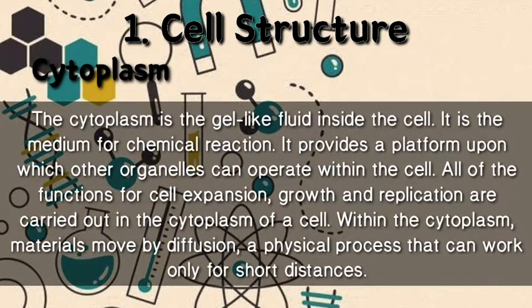The cytoplasm is the gel-like fluid inside the cell. It is the medium for chemical reactions. It provides a platform upon which other organelles can operate within the cell. All of the functions for cell expansion, growth, and replication are carried out in the cytoplasm of the cell. Within the cytoplasm, materials move by diffusion, a physical process that can work only for short distances.